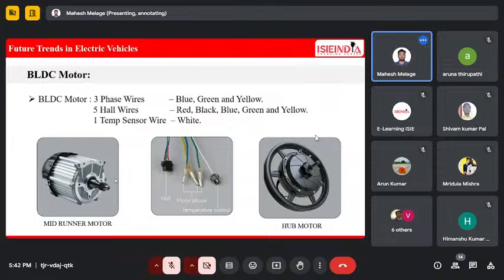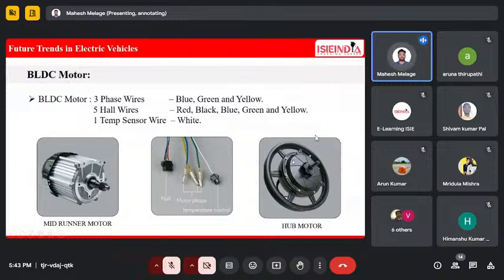Next component is the BLDC motor. We will discuss their connections also. So you can see in the picture, these are the two types of motor. This is a mid-run motor. You see it in a pump or in a home application, a motor pump type. This type of motor is used in Ola Ather. It is a mid-runner motor, meaning the middle part is the running part.